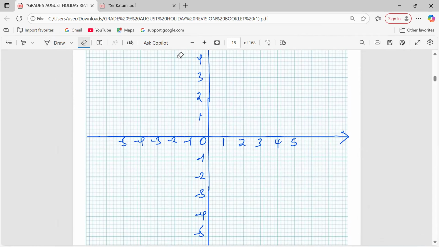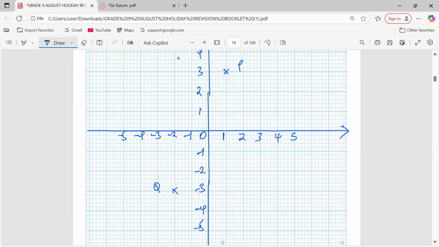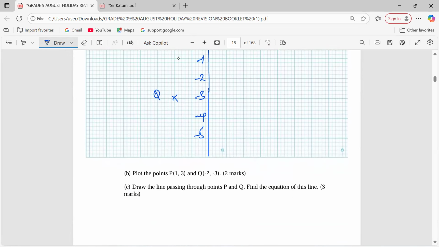So that is it. Then we proceed with the instruction, plot the points. P is 1, 3. So here is P. Then Q is -2, -3. -2, -3 is here. Q, -2, -3, yeah? So we have the coordinates. Then draw the line passing through the points P and Q.